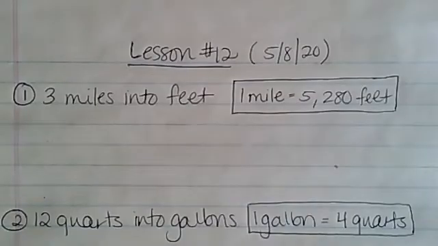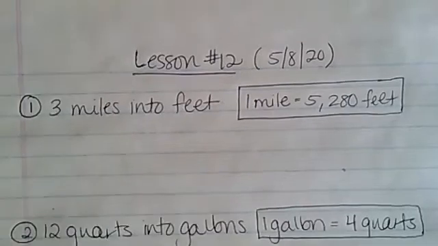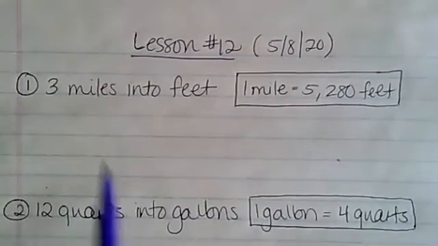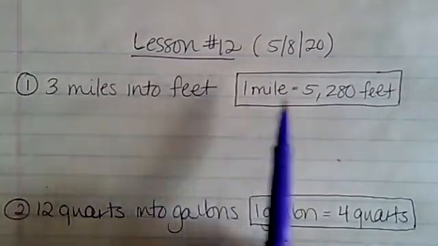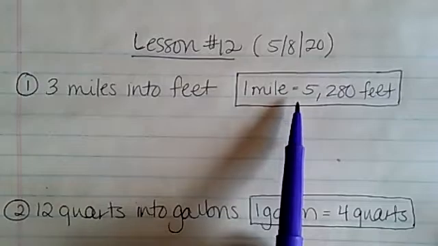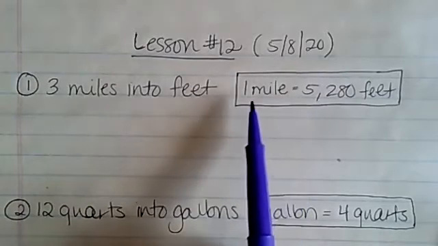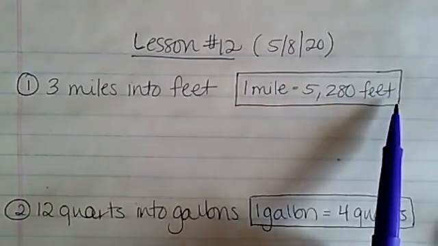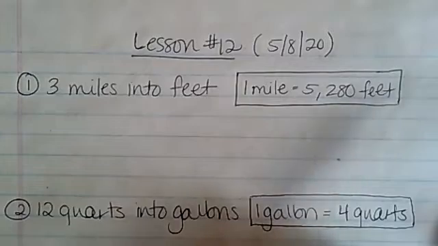Hi guys, so we are converting 3 miles into feet using ratios. Ratios are fractions. Now we always start with what we have, okay? So if I want to take 3 miles into feet, I have to consider a unit that is equal to 1. So 1 mile equals 5,280 feet.